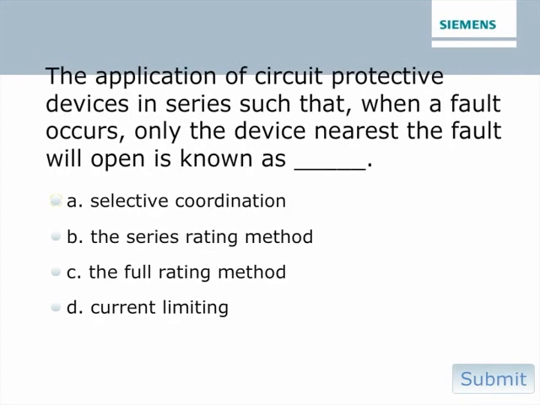Question 10. The application of circuit protective devices in series such that, when a fault occurs, only the device nearest the fault will open is known as, is it A, selective coordination, B, the series rating method, C, the full rating method, or D, current limiting?